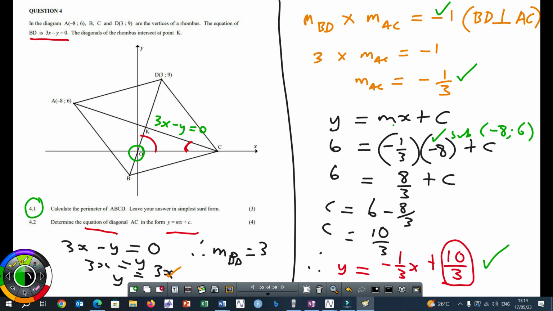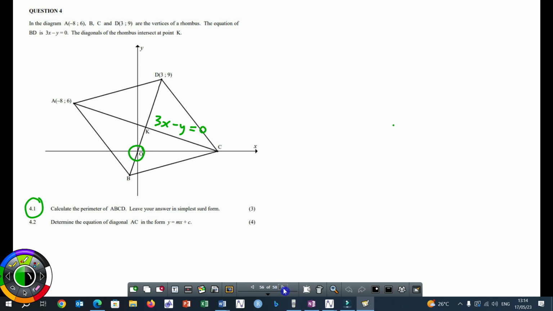Okay, so if I was the examiner, that part for finding the gradient of AC, I would allocate it 2 marks because that's a very important part. Are you following? Yes. Okay, so let's get on. Then the next question. Stop here.